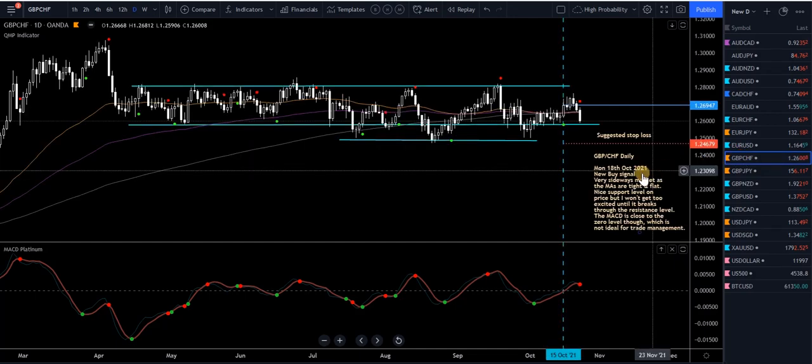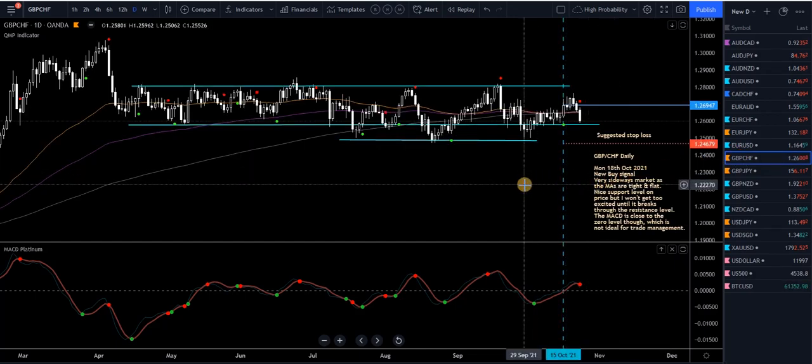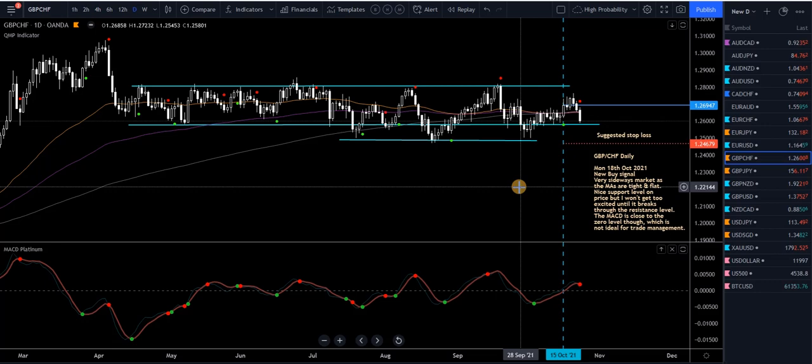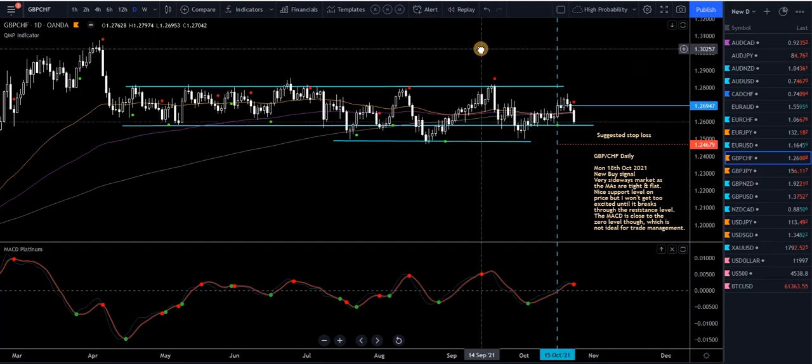Pound Swiss. Now, here we go. Oh, I've really messed up my charts here, haven't I? Now, again, what is going on? Having a shocker with the mouse today.